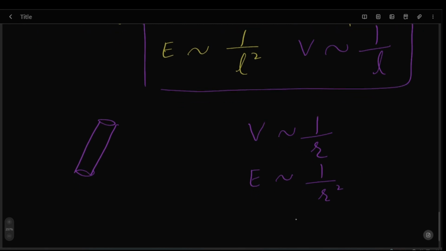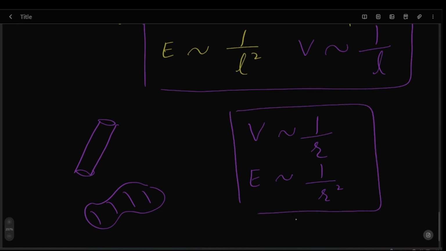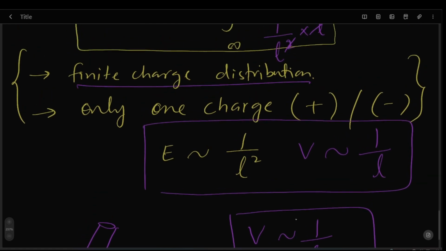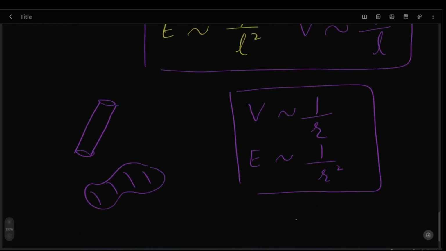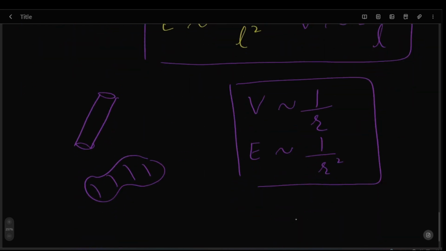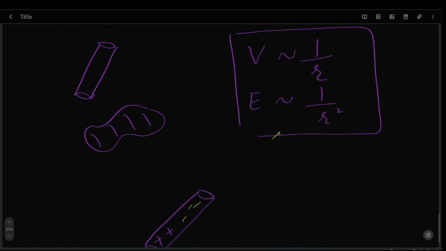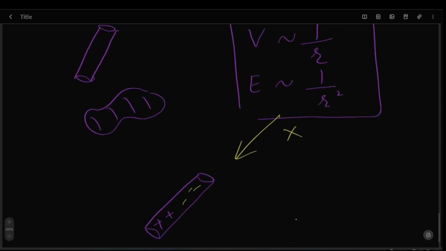It doesn't depend upon the shape. It can be any kind of general shape. This will always be true: potential to a good approximation will vary as 1 over r, and electric field will vary as 1 over r squared, when these are the conditions: finite charge distribution and only one type of charge, either positive or negative. It should not be like, suppose, a cylindrical charge distribution with positive on one side and negative on the other side. This does not apply for that case.